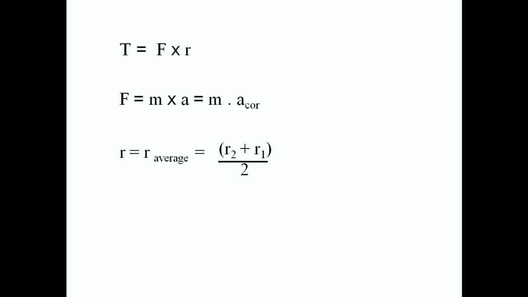Torque equals force times radius. The force is equal to the mass of the slider multiplied by the Coriolis acceleration. The radius will be the average radius between points 1 and 2. Combining these, we get the following expression for torque. This leaves us with two expressions for change in angular momentum. The first being, the second can be found by substituting the equation we found for torque.